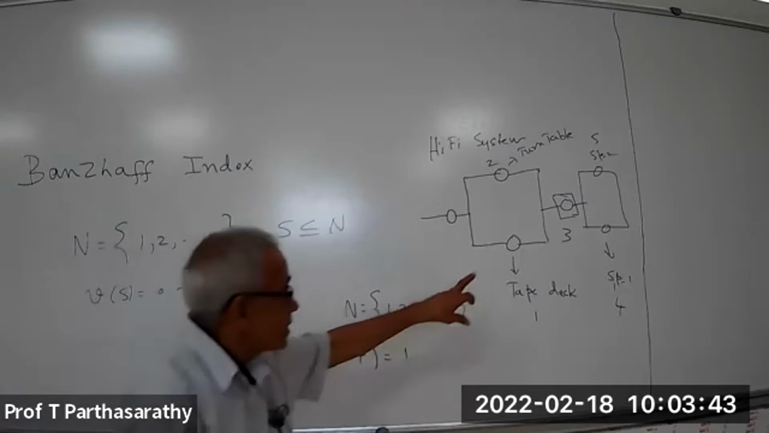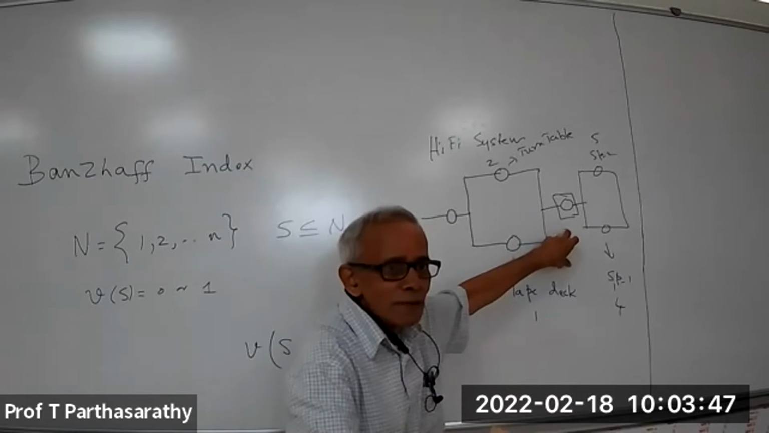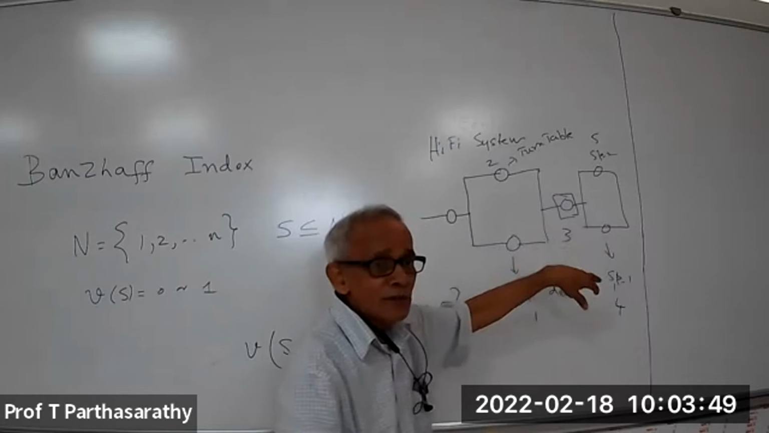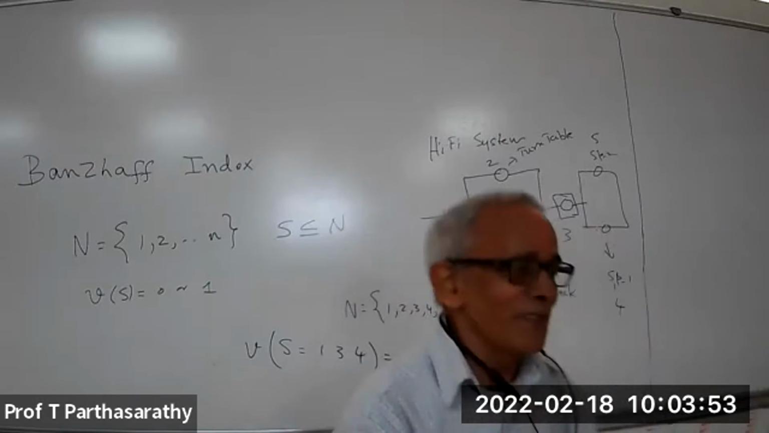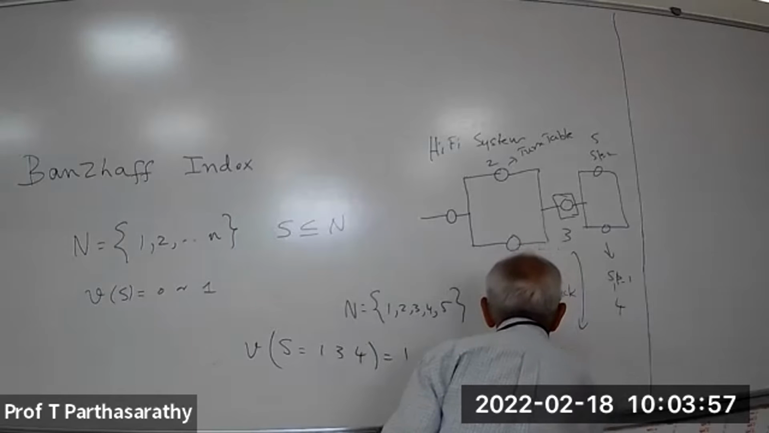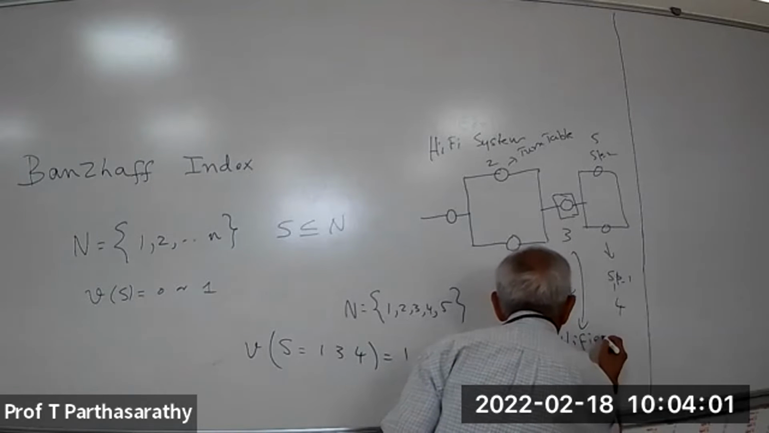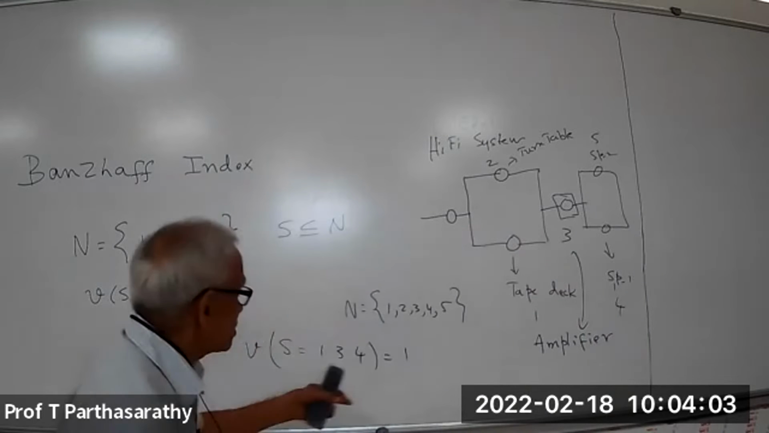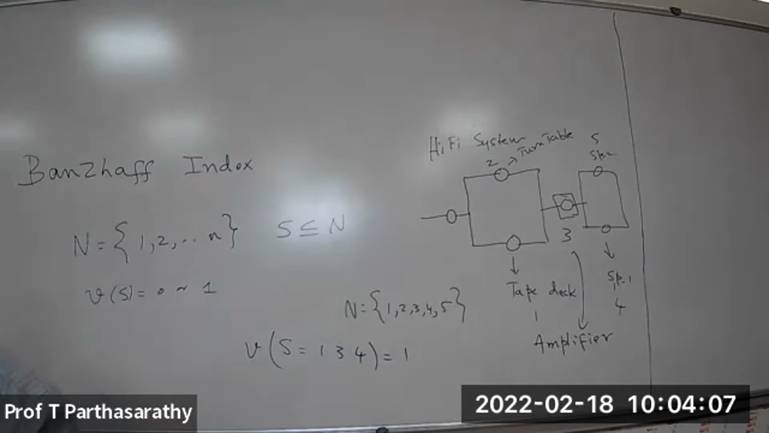There is a very important component here. What is that name? The one without which you can't listen in a hi-fi system. Amplifier, that's right. Yes, 3 is the amplifier. So you can write out the winning coalitions, where you can listen to the music.